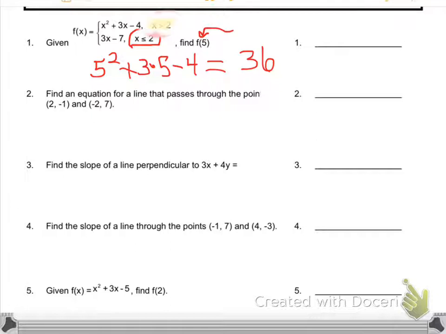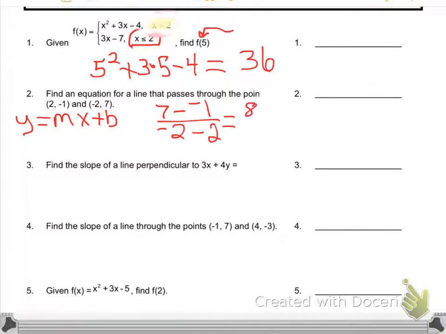Number 2, find an equation for a line that passes through this point. So we're going to use y equals mx plus b form, but I can't do that until I identify the slope. You find the slope by doing y2 minus y1 over x2 minus x1, which ends up giving you 8 over negative 4, which is negative 2. That is my m value. So this is going to be put in for m. I still have to find b.